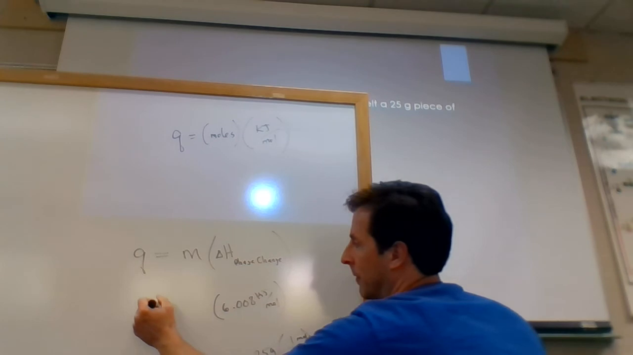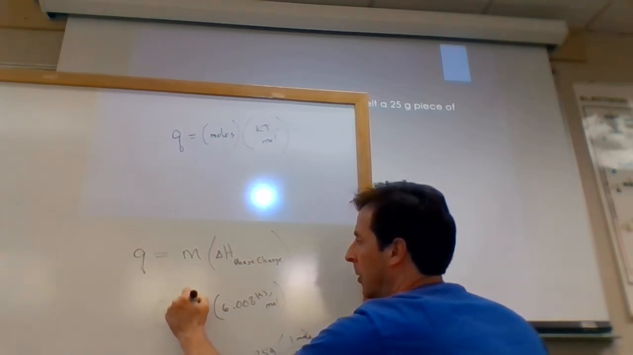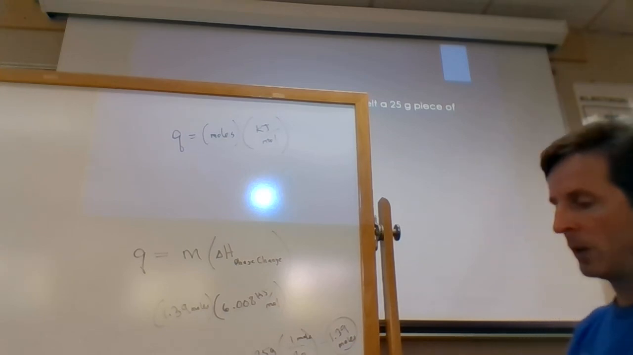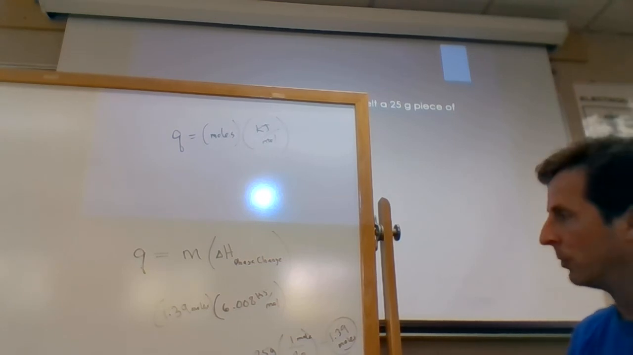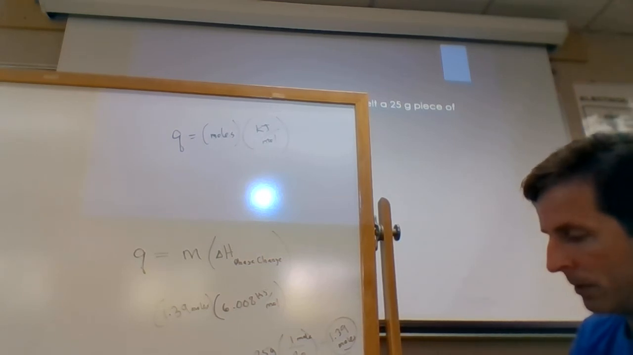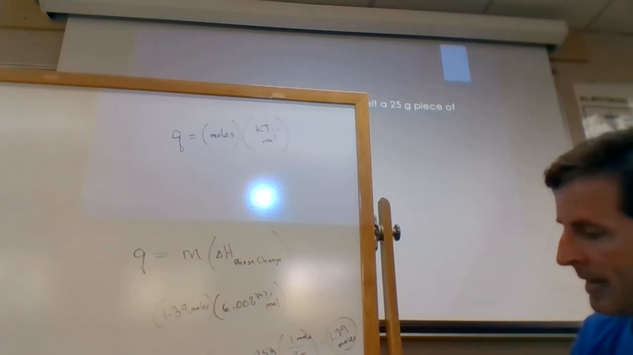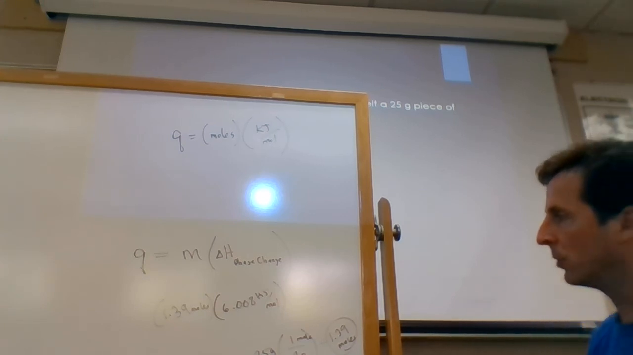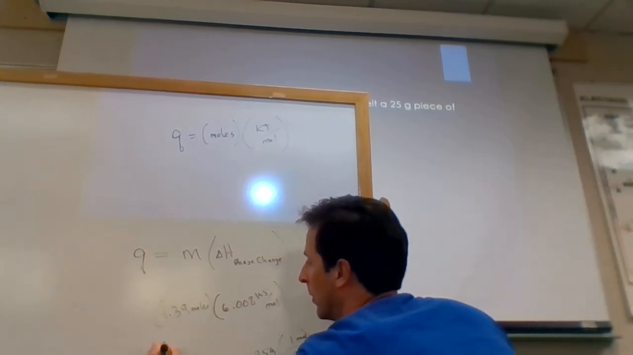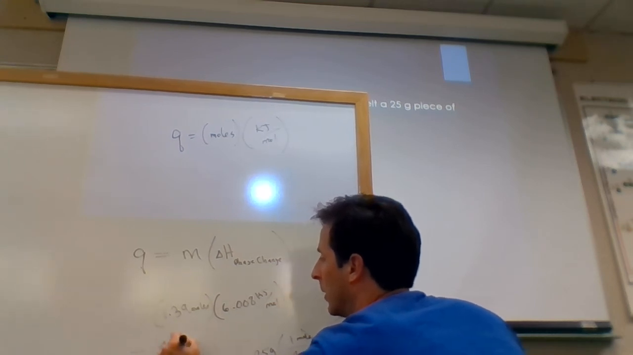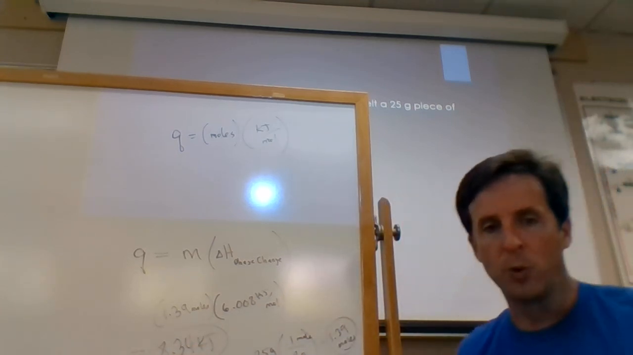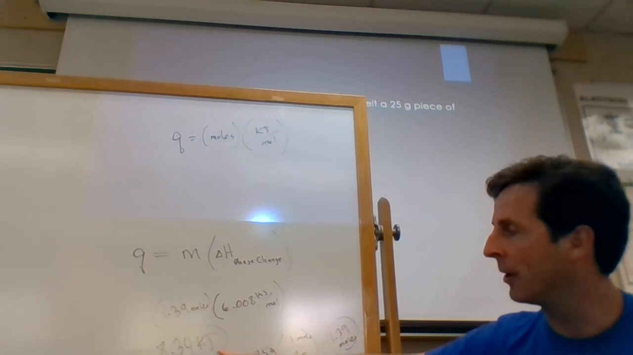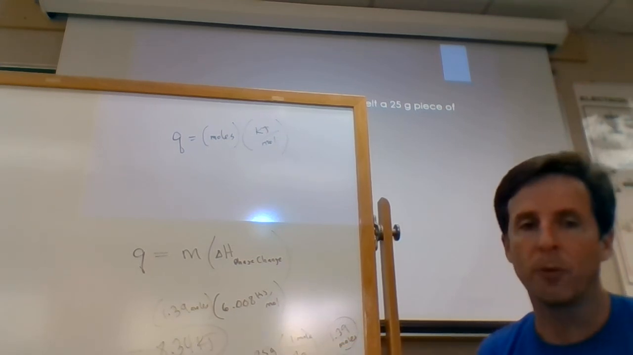That needs to go in the front. 1.39 moles times 6.008 kilojoules per mole. Note that my moles cancel, so that'll give me my answer in kilojoules. So that times 6.008, I got 8.34 kilojoules. So if I want to melt 25 grams of ice, then the amount of heat that would have to be absorbed would be 8.34 kilojoules.